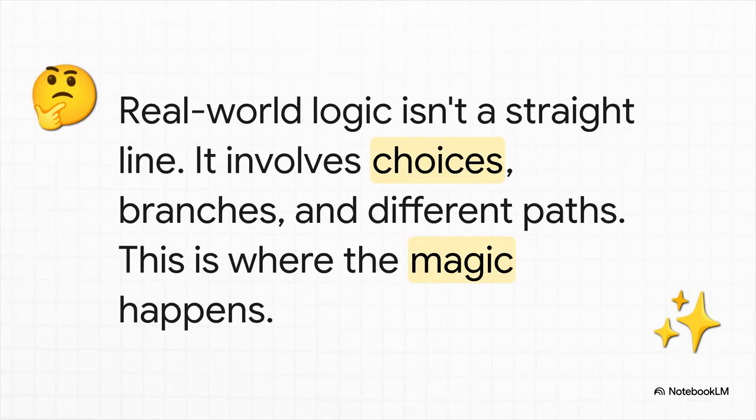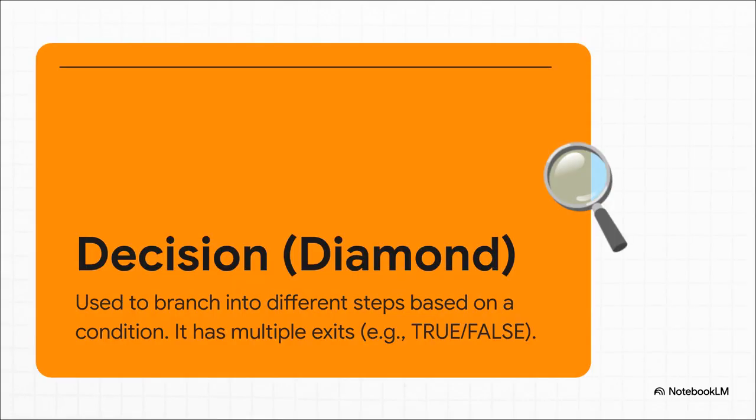All right, now for what I think is the most powerful symbol in the entire flowchart language. Up until now, everything we've talked about has been a straight line, right? Step 1, then step 2, then step 3. But the real world isn't like that. Real-world logic has choices, it has branches, it has different paths you can take. And this is where the real magic happens. And here it is, the diamond. This shape is the absolute heart of any complex logic. Why? Because it's the only one that asks a question. It has one path coming in, but it can have multiple paths going out, one for every possible answer. This is how you draw a decision.